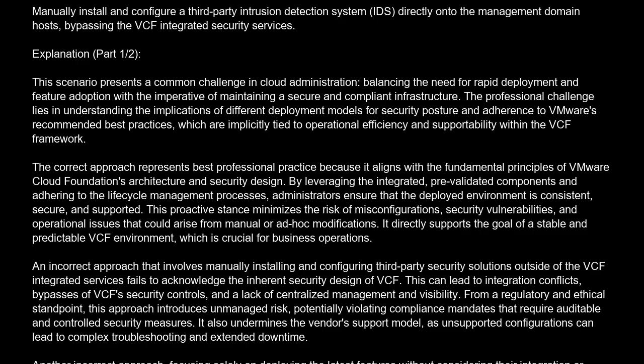An incorrect approach that involves manually installing and configuring third-party security solutions outside of the VCF integrated services fails to acknowledge the inherent security design of VCF. This can lead to integration conflicts, bypasses of VCF security controls, and a lack of centralized management and visibility. From a regulatory and ethical standpoint, this approach introduces unmanaged risk, potentially violating compliance mandates that require auditable and controlled security measures. It also undermines the vendor support model, as unsupported configurations can lead to complex troubleshooting and extended downtime.